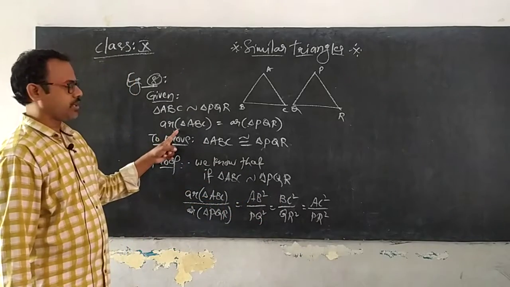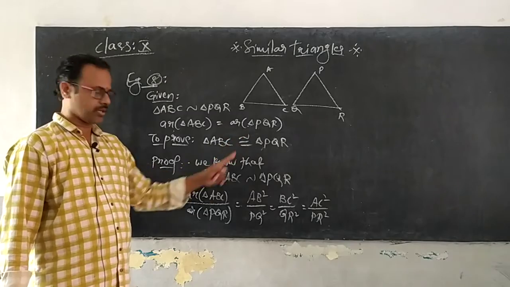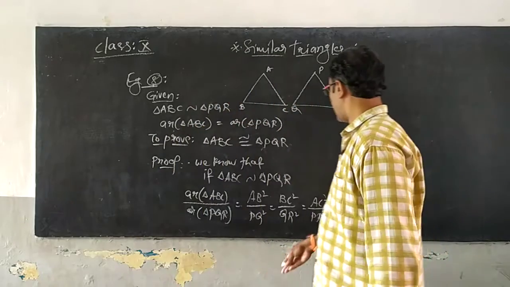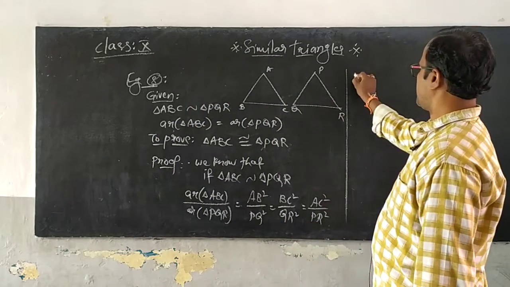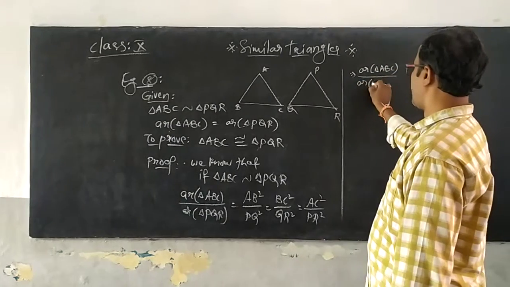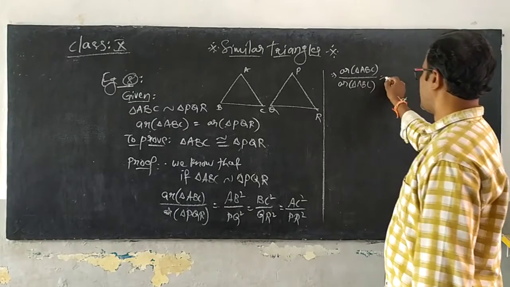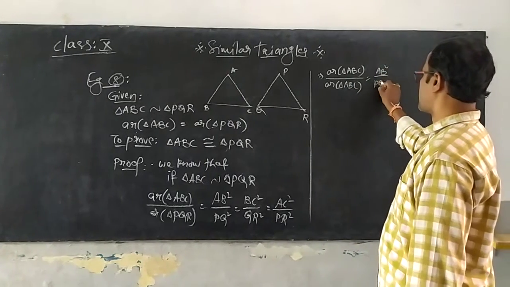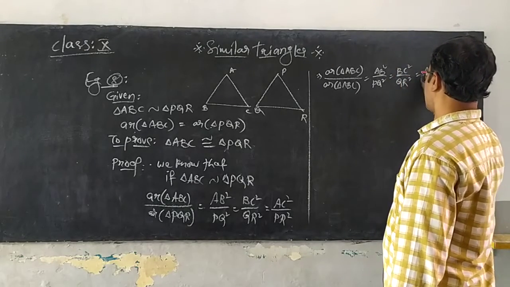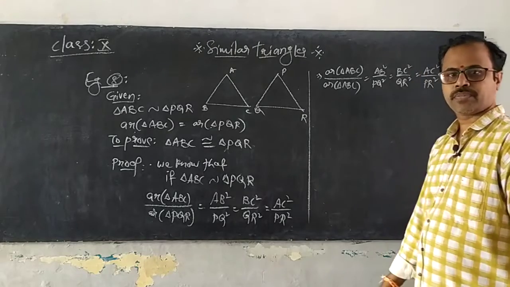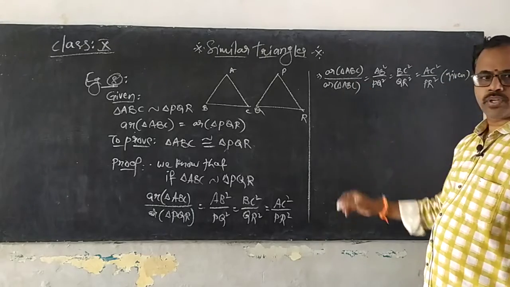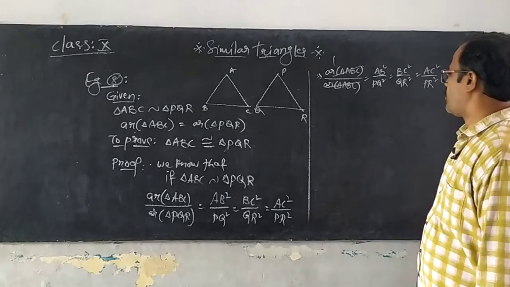But what is given here? Area of triangle ABC is equal to area of triangle PQR. If these two are equal, isn't it given here? So you can cancel them to get the value 1. This implies area of triangle ABC by area of triangle PQR equals 1, which is equal to AB square by PQ square is equal to BC square by QR square is equal to AC square by PR square. From where did you get that both of them are equal? It is from the given. You can cancel both of them to get the value 1.